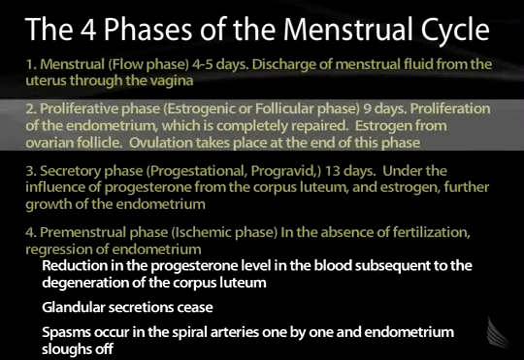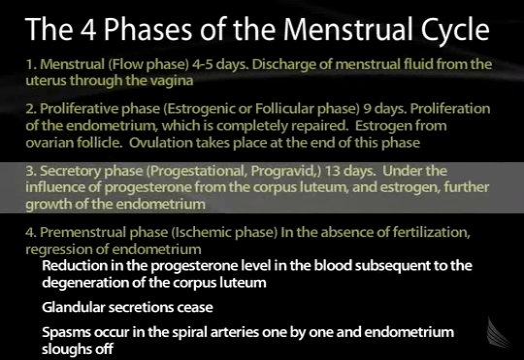The proliferative phase will follow this, and it's an estrogenic phase, or sometimes known as the follicular phase. Typically will last 9 days or so, and the proliferation of the endometrium is a key feature of this phase of the menstrual cycle. This is the area where the endometrium is repaired after the menstrual phase, and the estrogen from the ovarian follicle will start to begin the development of the oocyte and the Graafian follicle.